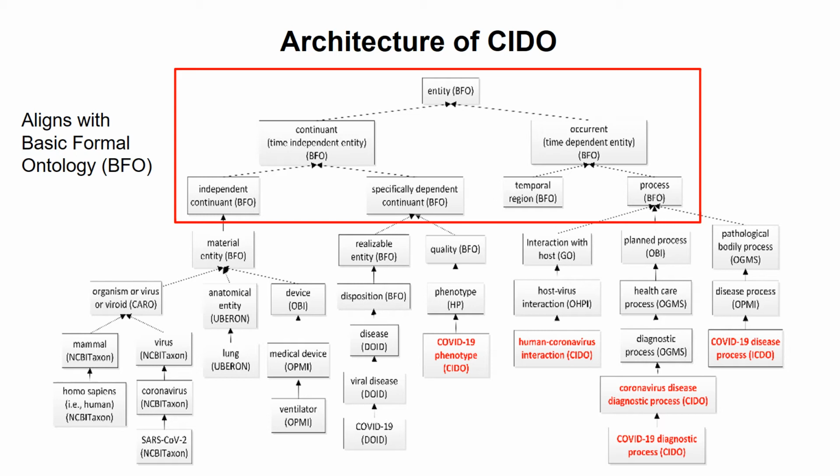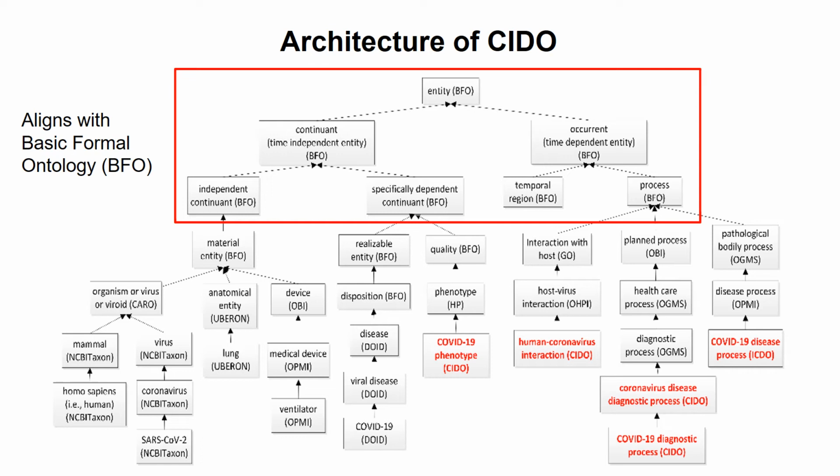And then we have the process, which can be a man-made planned process, like diagnosis, right? And then the interaction between the host and the virus, and that's a very important component to understand the mechanism. And then we can also look at the disease process, and how the disease comes about. And then above all, we have also other things like disease and quality here.